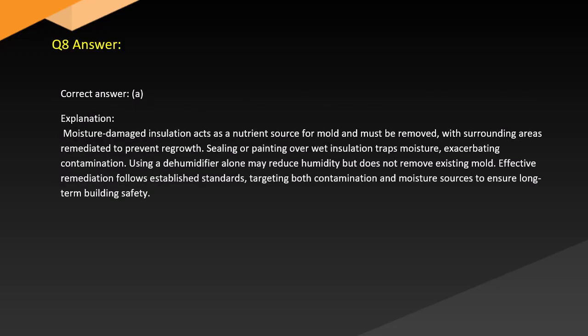Answer. Correct answer. A. Explanation. Moisture-damaged insulation acts as a nutrient source for mold and must be removed, with surrounding areas remediated to prevent regrowth. Sealing or painting over wet insulation traps moisture, exacerbating contamination. Using a dehumidifier alone may reduce humidity but does not remove existing mold. Effective remediation follows established standards, targeting both contamination and moisture sources to ensure long-term building safety.